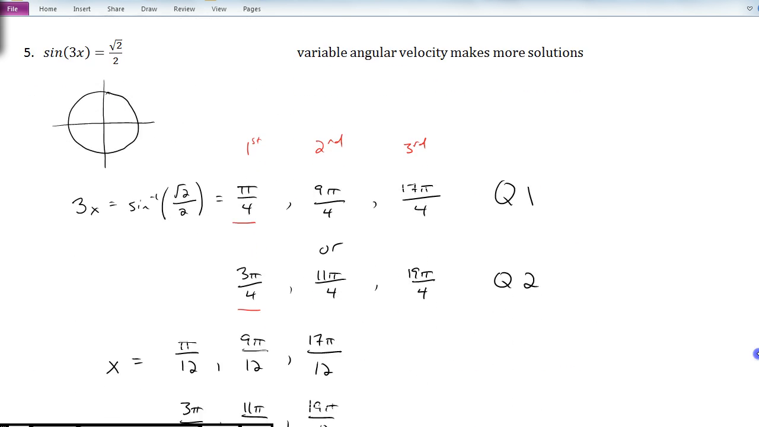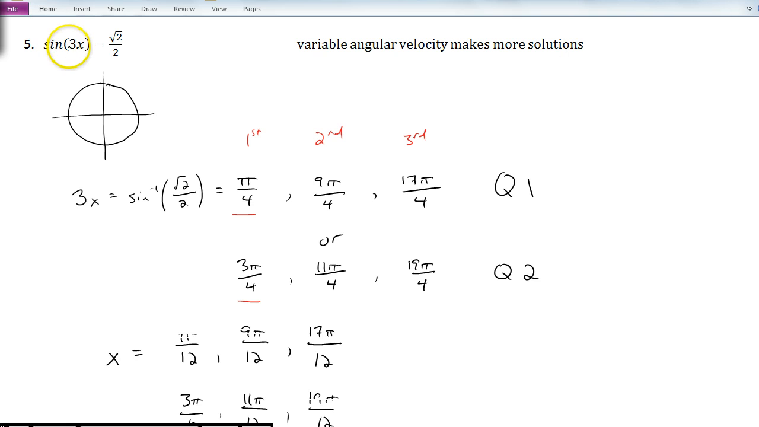Okay, last but not least, having the variable angular velocity here. If you watch my other video on angular velocity, I think it'd really help you. Maybe you should pause here and go watch that one. Because a lot of students get really tripped up when there's a factor inside the sine or the cosine or the tangent. The way you should think about it is that 3 suggests that the point going around the circle goes 3 trips around the circle as x varies from 0 to 2 pi.